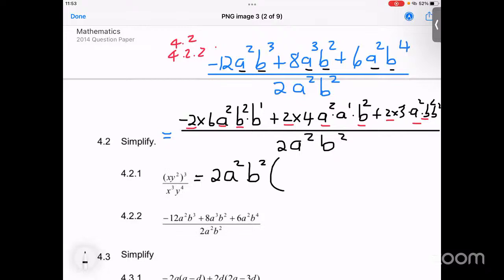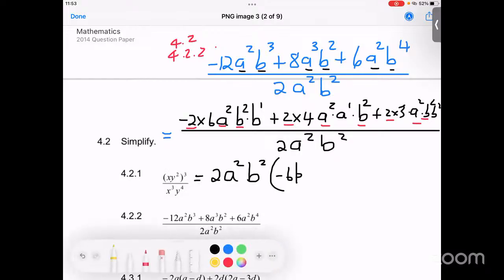So now that I've taken them out, what remains? It will be negative 6b. That is what will remain, because that has been taken out, taken out, taken out. So I'll remain with that negative, that b, and that 6.